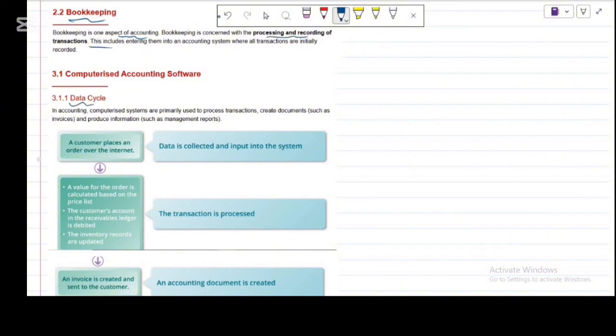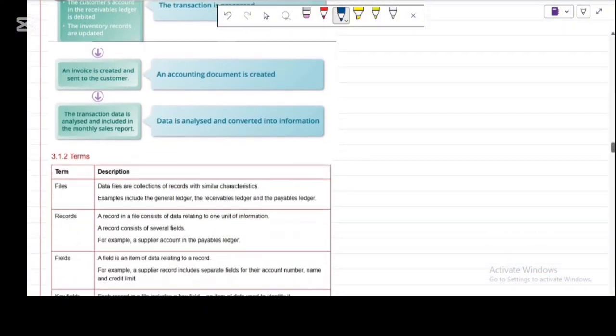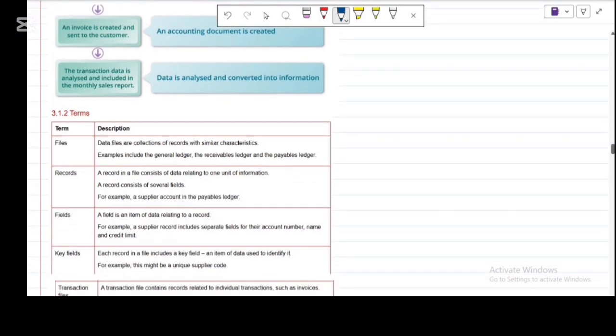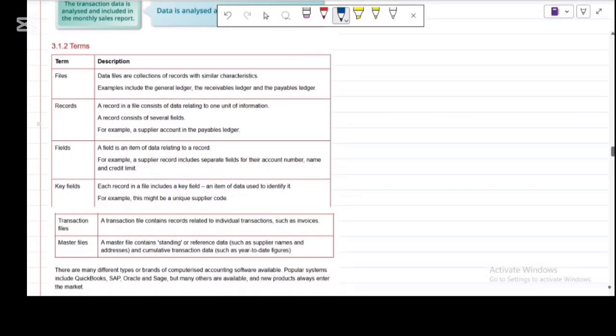Then about the data cycle, we have already discussed this: the customer places an order, and then the value of the order is calculated based on the purchase price list. And then we have discussed other terms, the key terms, records, fields and key fields. We have discussed all these things one by one. If you want to read it, you can read it from here. The data files, records, fields, key fields, and about that I have told you that it might be a unique supply code.